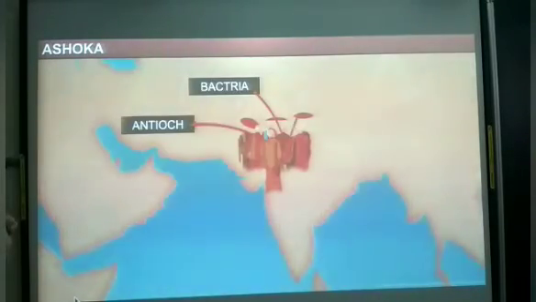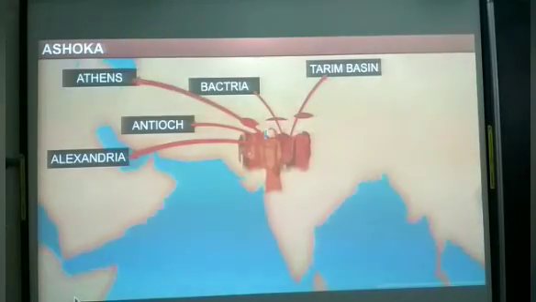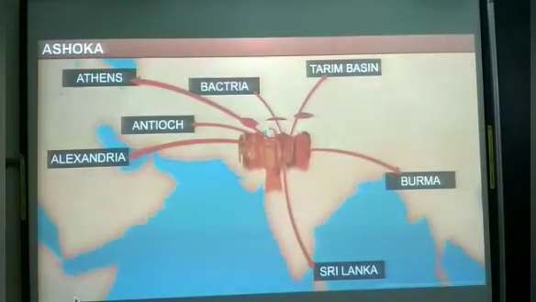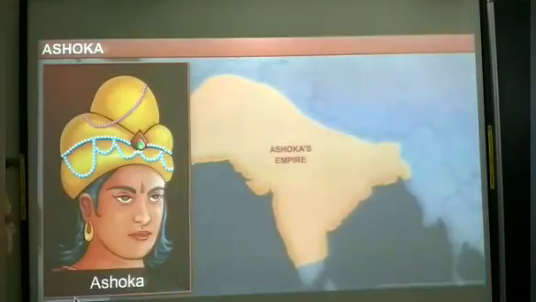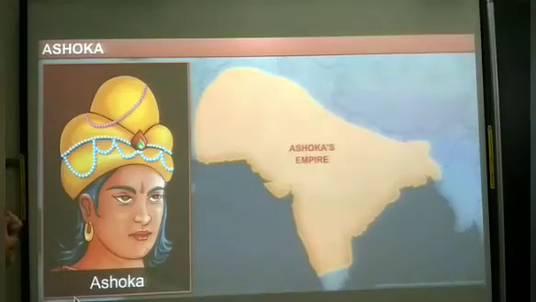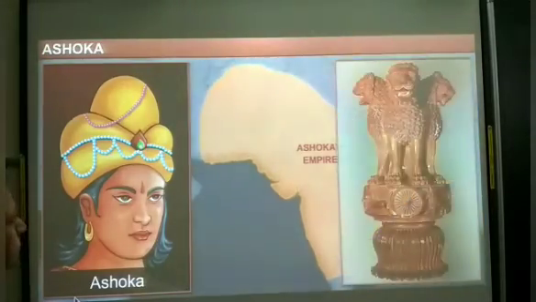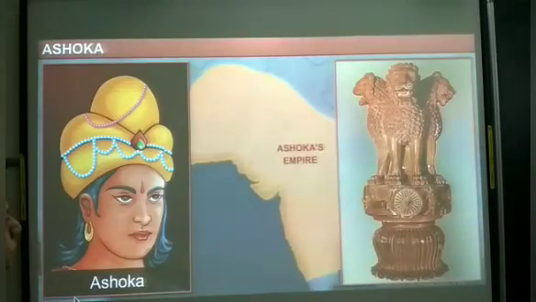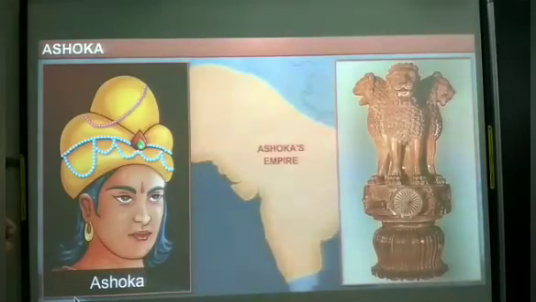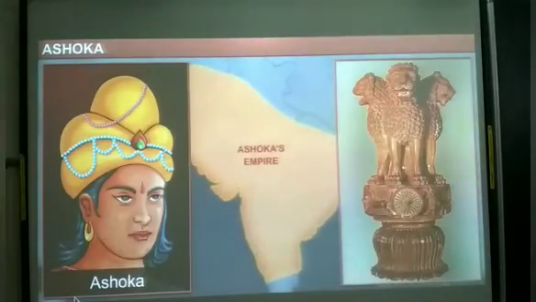He sent his messengers, including his son Mahendra and daughter Sanghamitra, to other lands such as Syria, Egypt, Greece, and Sri Lanka to preach Dhamma, and also Burma and every place. Ashoka ruled for almost 40 years. After the Kalinga War, the land never saw any war. Fifty years after his death, the Mauryan Empire came to an end. Ashoka passed away about 2,000 years ago, but he left behind his empire of truthfulness, dharma, non-violence, compassion, and love of subjects.